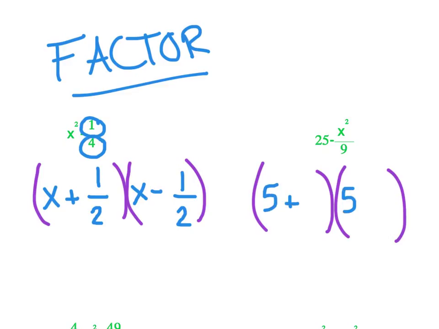One gets a plus, one gets a minus. X squared over 9. Well, what times what is x squared? X times x. And what times what is 9? 3 times 3. And again, you can always check by distributing it.